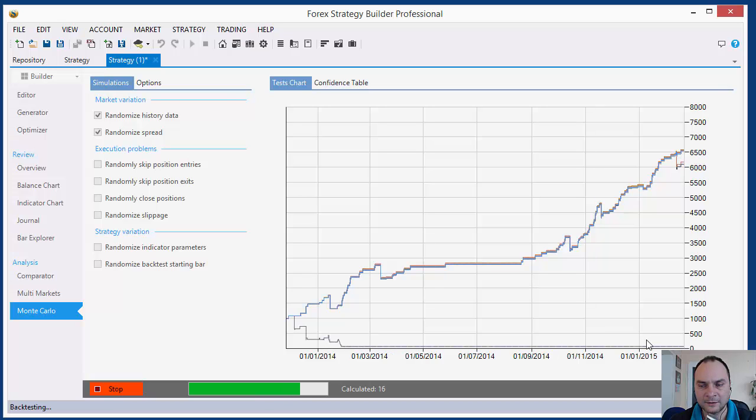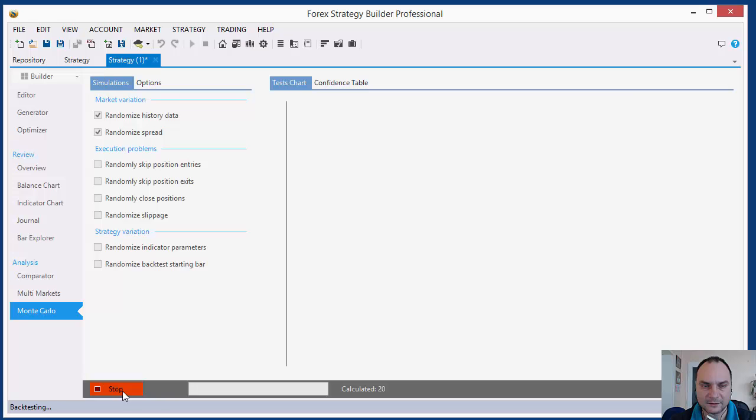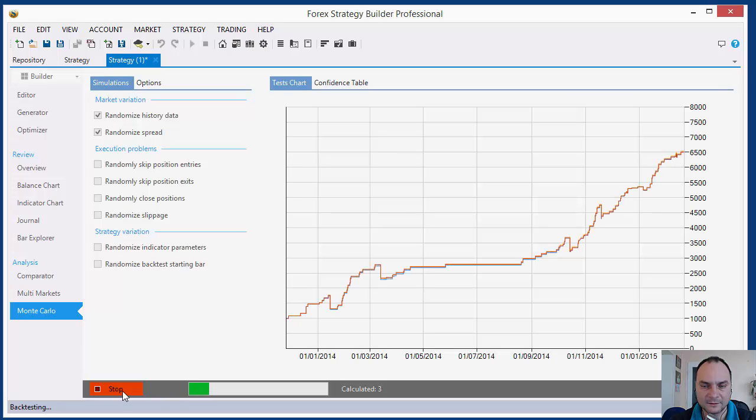I see here one failed test. Let's start again. No, it looks good. Maybe not a problem with that. So the variable spread and the variable historical data are not a problem for this strategy.